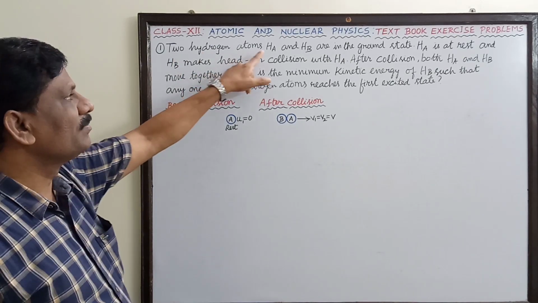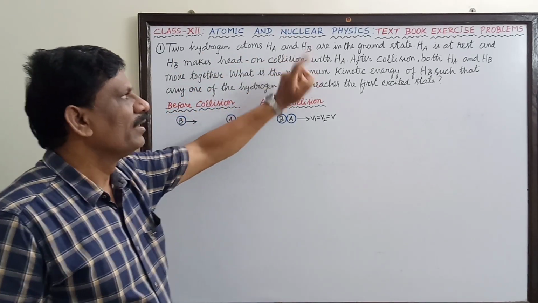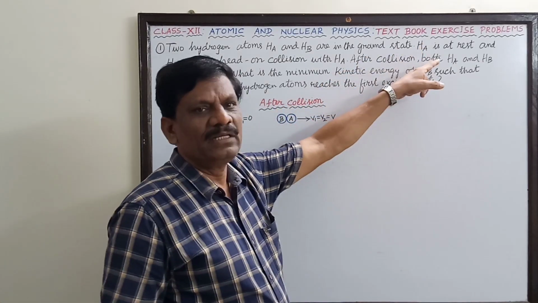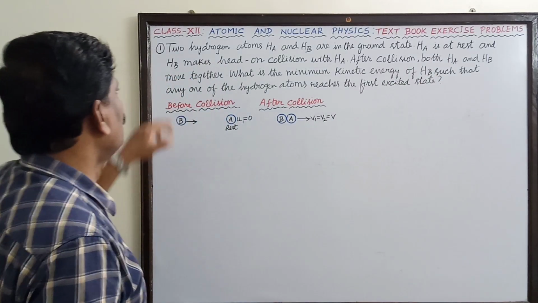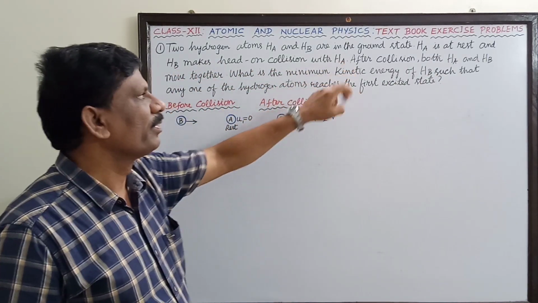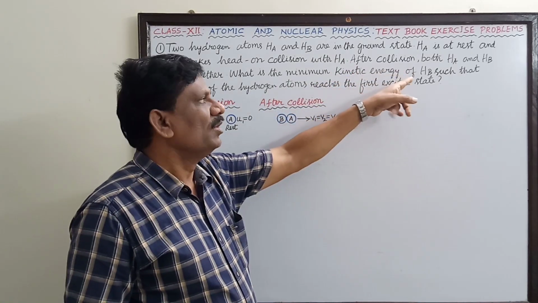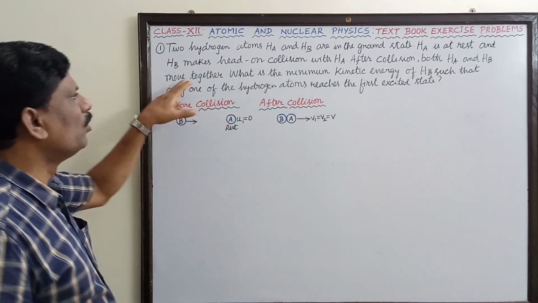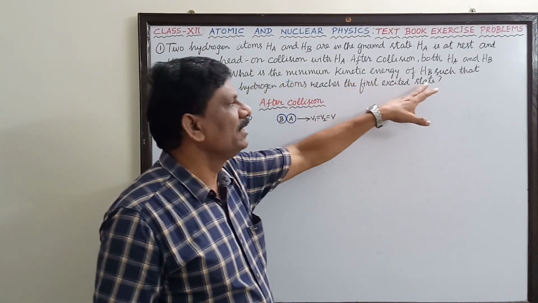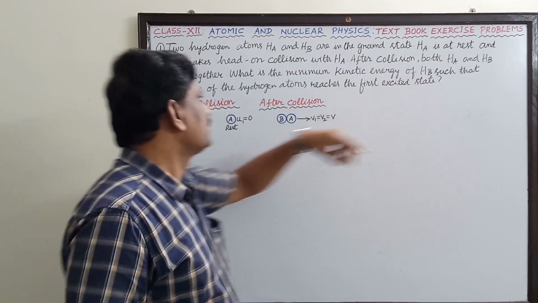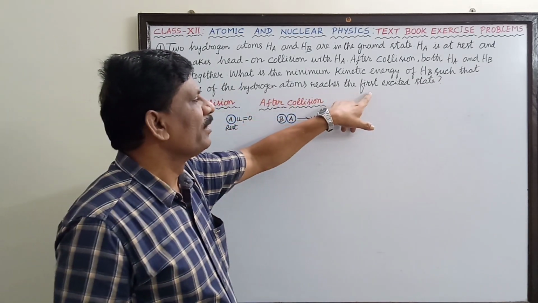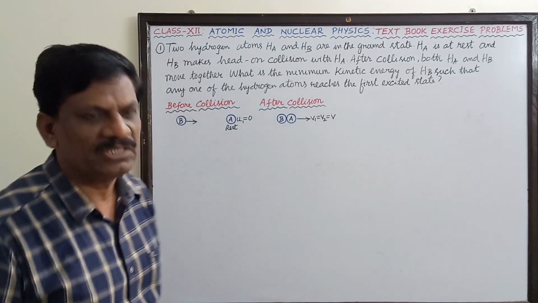Two hydrogen atoms HA and HB are in ground state. HA is at rest and HB makes head-on collision with HA. After collision, both HA and HB move together. What is the minimum kinetic energy of HB such that any one of the hydrogen atoms reaches the first excited state?